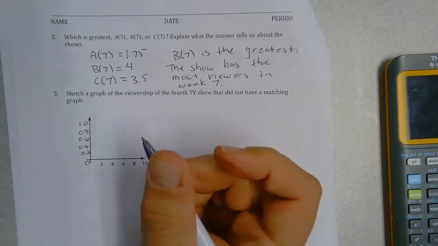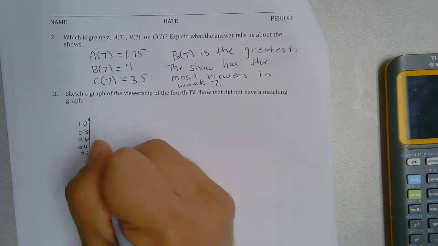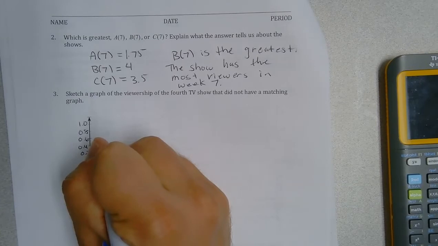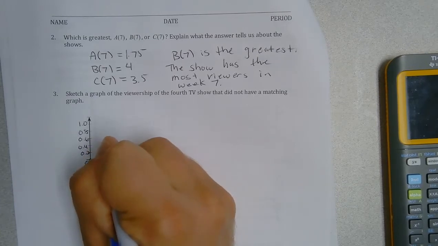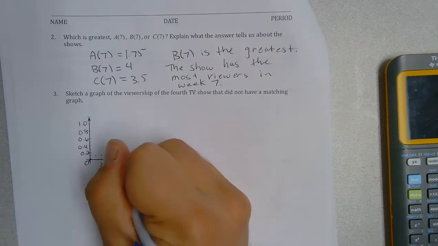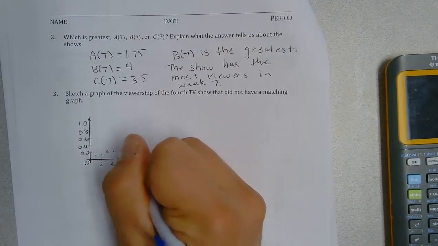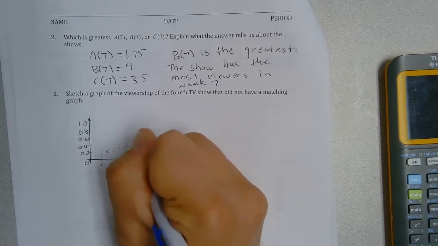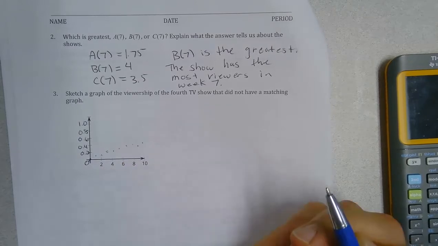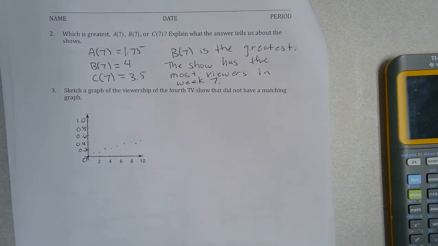So maybe week 0, it started at 0. Week 1, little bit. People start talking about it. Week 3, it goes up to 0.2. Week 4, 0.2, and so on. We're just seeing a slow increase where people are like, oh, it's a cool show, but maybe it doesn't have a lot of commercials about it, so people don't know about it yet.